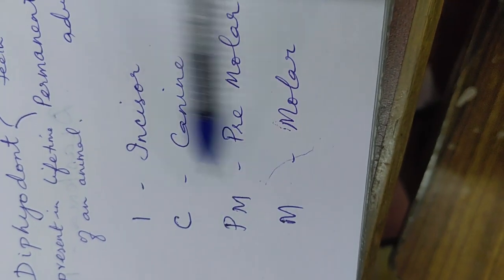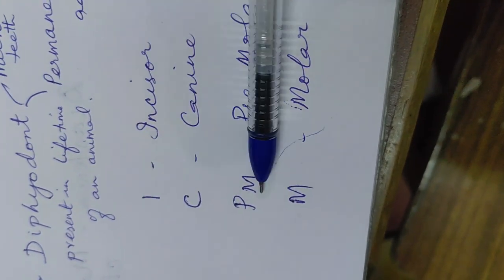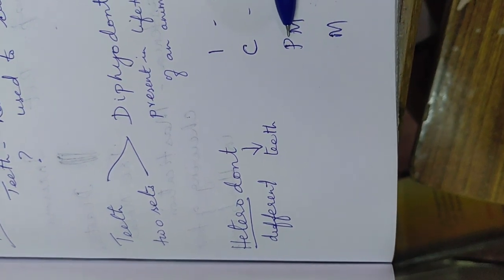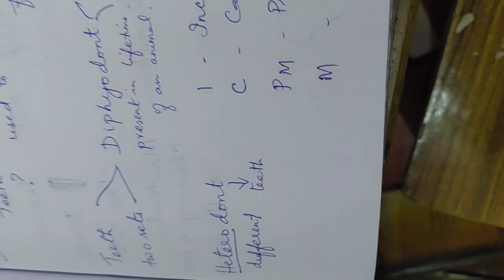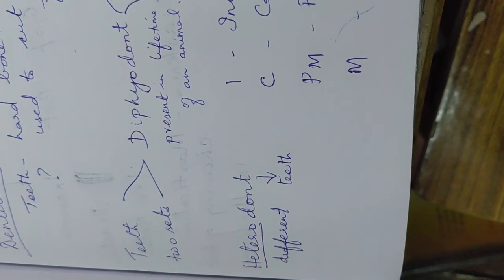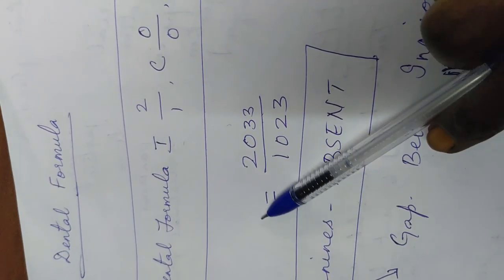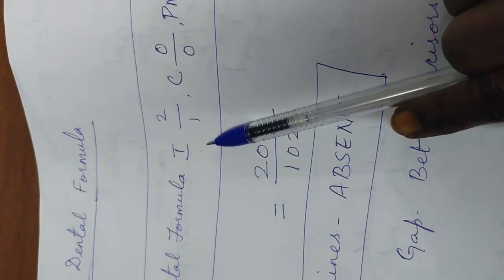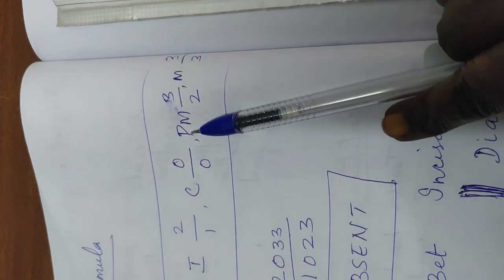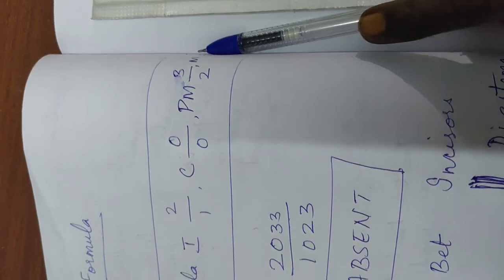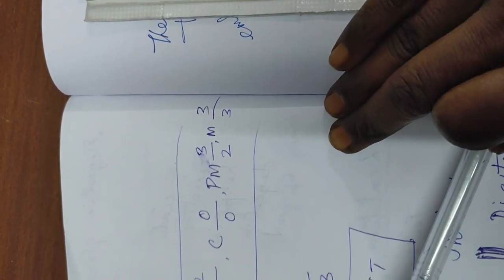Actually, children, this is the order, the arrangement of the teeth. What is the formula? ICPM. So, the different types of teeth present in the mammal, especially rabbit, are called heterodont, ICPM. This is the dental formula of rabbit. The dental formula represents I 2 by 1, C 0 by 0, PM 3 by 2 and molar 3 by 3.